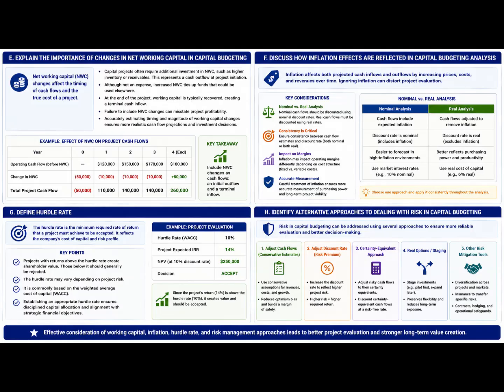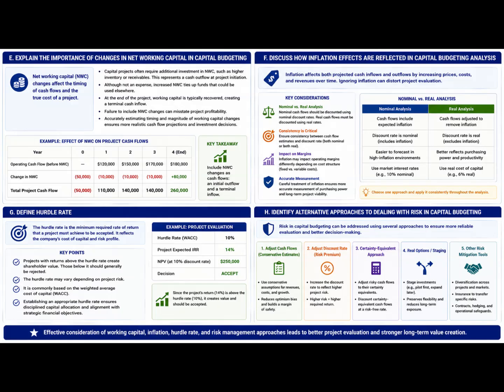Inflation may impact operating margins differently depending on cost structure. Careful treatment of inflation ensures more accurate measurement of purchasing power and long-term project viability. G. Define hurdle rate. The hurdle rate is the minimum required rate of return that a project must achieve to be accepted. It reflects the company's cost of capital and risk profile.